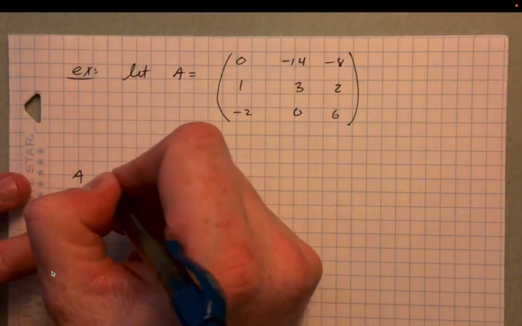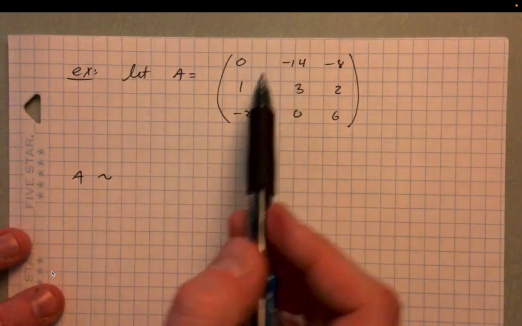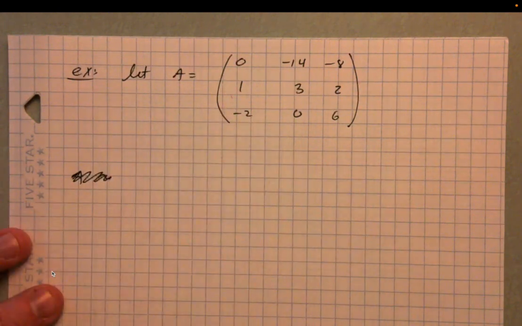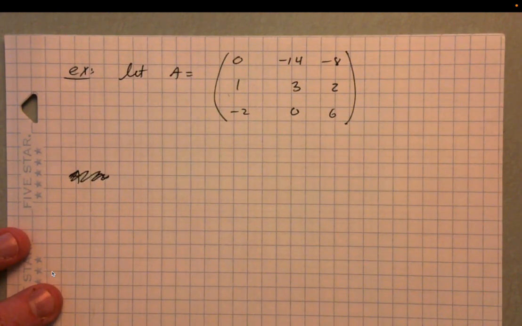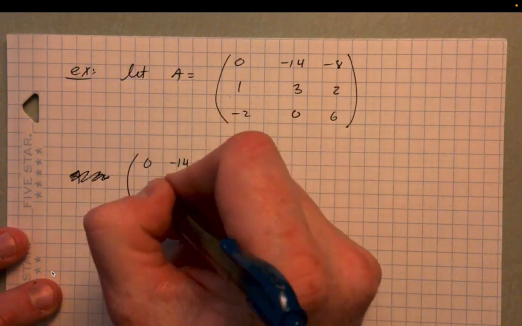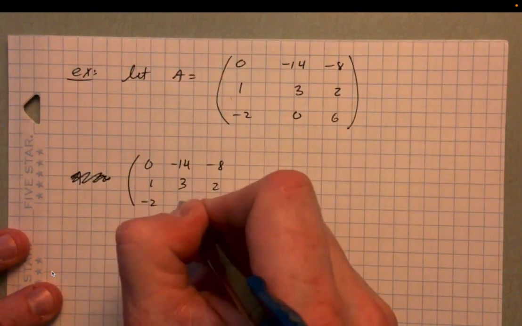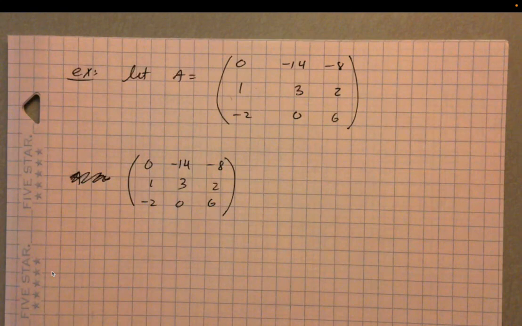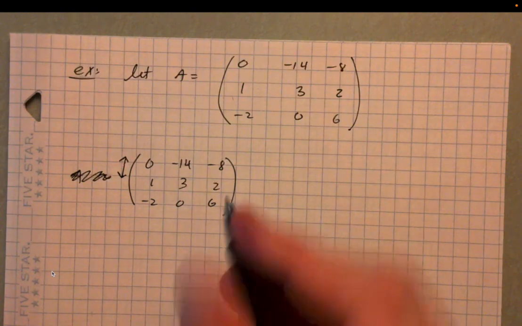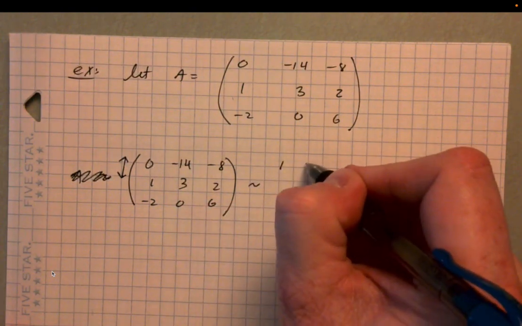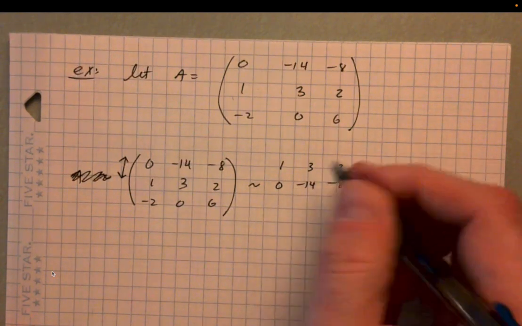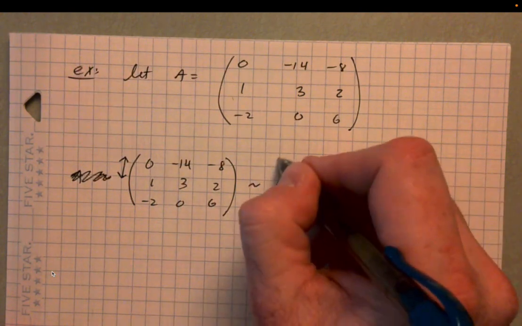Okay, so we'd say A is equivalent to, the key thing here is bookkeeping. Just don't lose track of the operations that you've done. So let me be careful here. 0, -14, -8, 1, 3, 2, -2, 0, 6. The first thing I'm going to do is swap row 1 and row 2. And so when I do that, it's 1, 3, 2, 0, -14, -8, -2, 0, and 6.